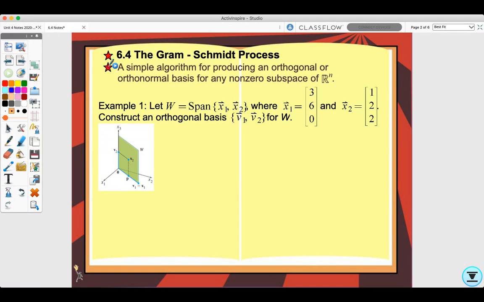Let W equal the span of x1 and x2, where x1 is (3, 6, 0) and x2 is (1, 2, 2). Construct an orthogonal basis v1 and v2 for W.